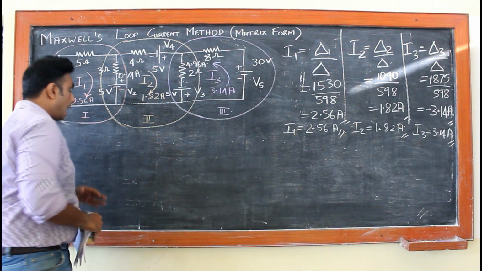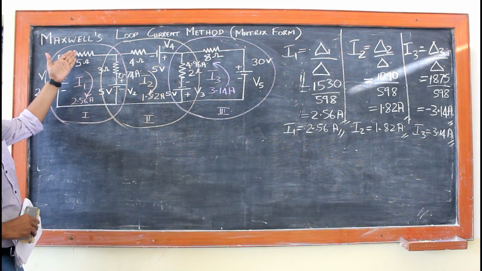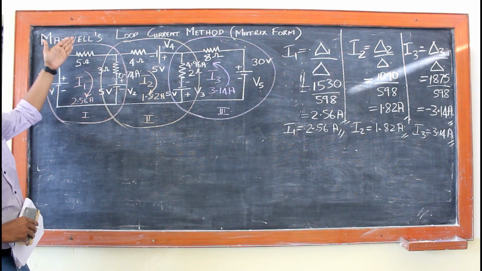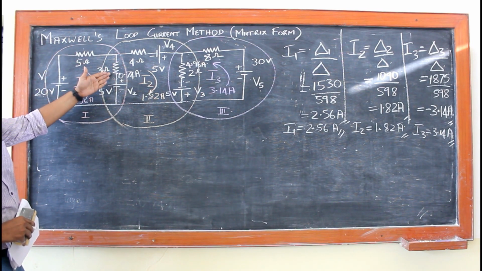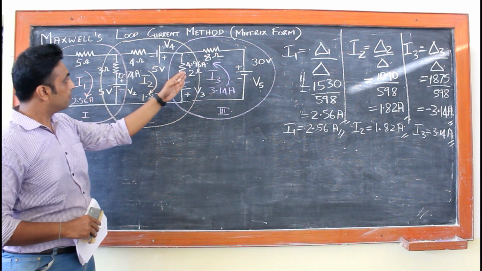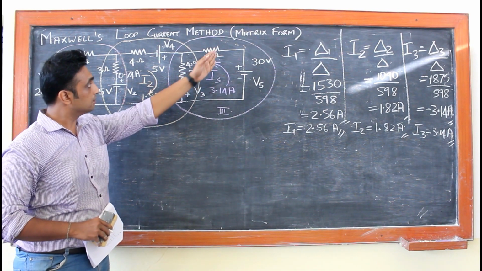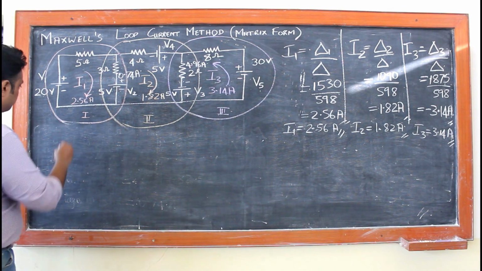Now, as usual, we have to find out the current and voltage through each and every resistor. So I have to find out my current in the 5 ohms and its voltage. In the same way, I have to find out the current and voltage in the 3 ohms, in the 4 ohms, in the 2 ohms, and in the 3 ohms.